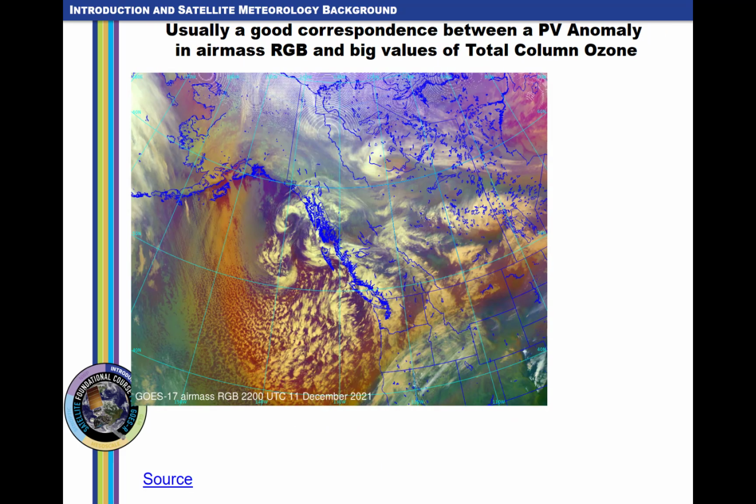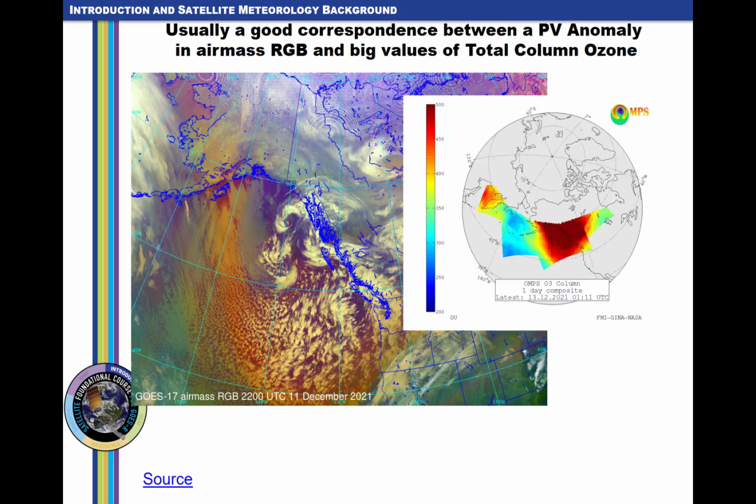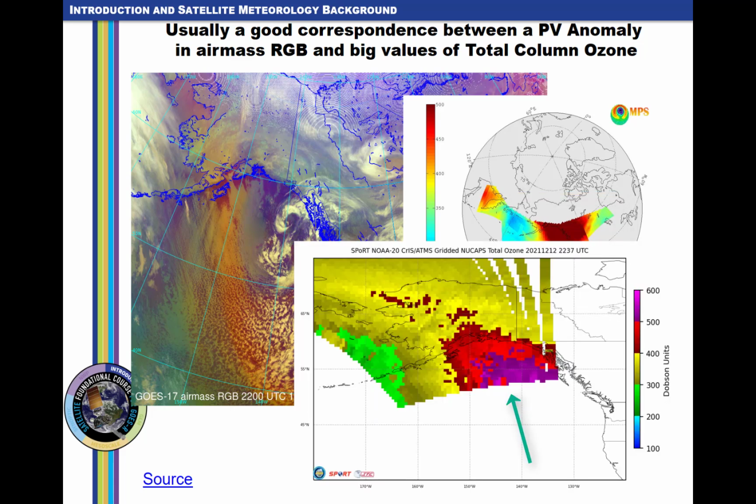If you look at the air mass RGB instead, potential vorticity anomalies typically have orange and red hues as shown here. This is a region of strong sinking motion that draws stratospheric ozone downward into the troposphere, as shown by this OMS imagery, and by NUCAPS retrievals. So both of them are showing more ozone in the troposphere because of the downward motion associated with the potential vorticity anomaly that shows up in the air mass RGB.